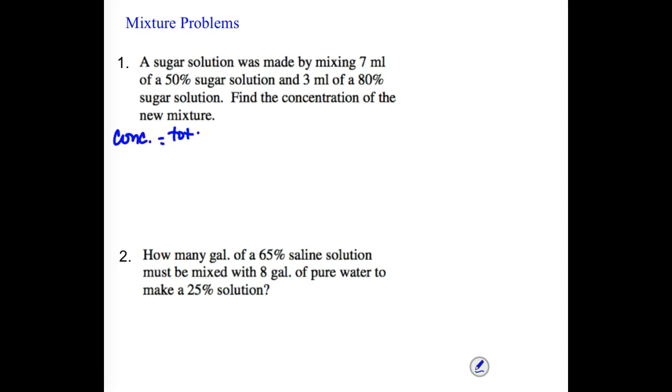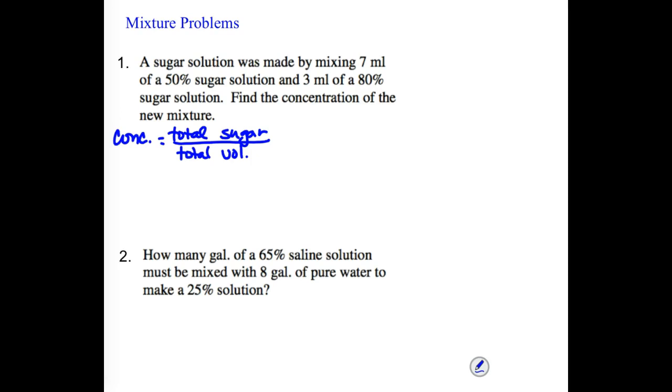we need the total of that substance. All right? In this case, we're talking about a sugar solution. So we need the total amount of sugar compared to the total volume. Okay? Yesterday it was a saline solution, so we needed the total amount of saline compared to the total volume. This one says a sugar solution was made by mixing 7 milliliters of a 50% sugar solution with 3 milliliters of an 80% solution. Find the concentration of the new mixture.